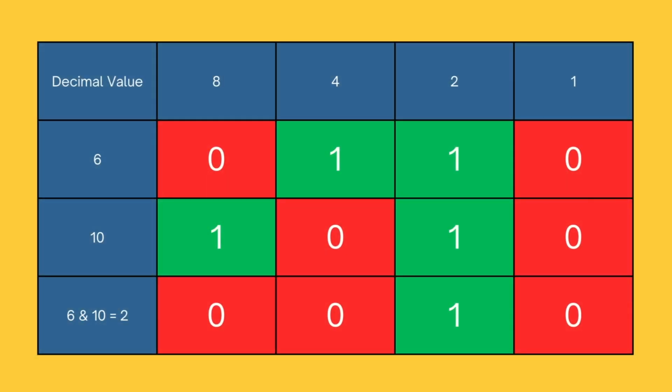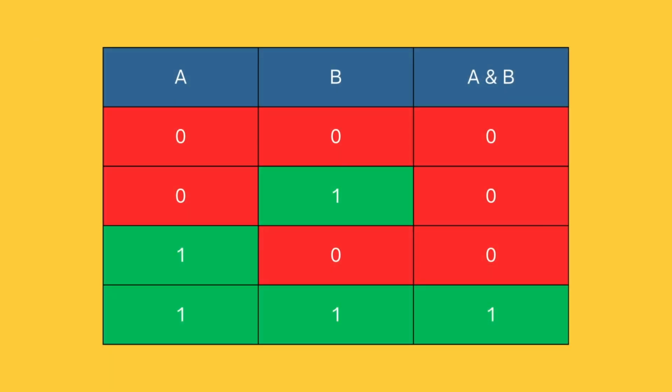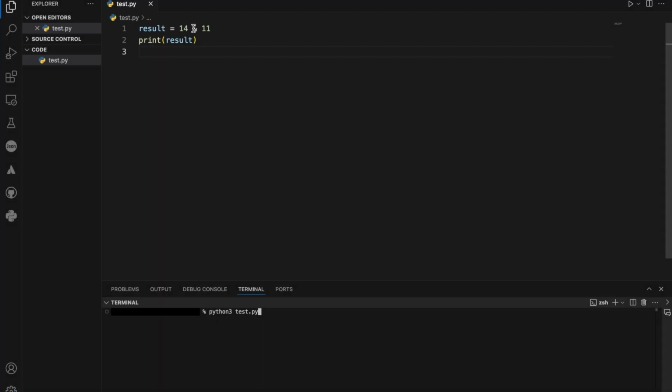What exactly is the bitwise AND operator? It is represented by the ampersand symbol, and it compares the binary representation of two numbers bit by bit. For each bit, if both bits are 1, the result is 1. Otherwise, the result is 0. Let me show you an example in code.